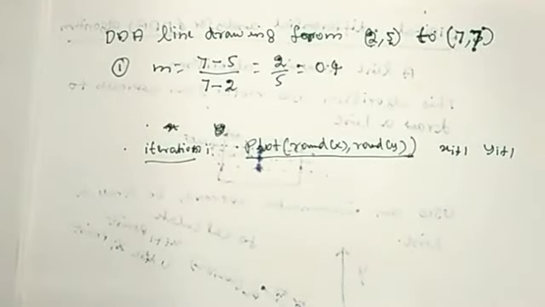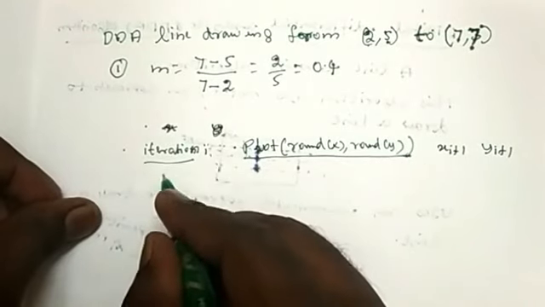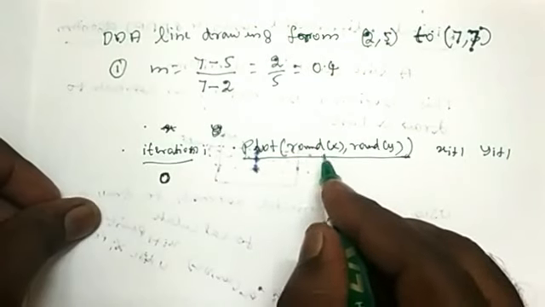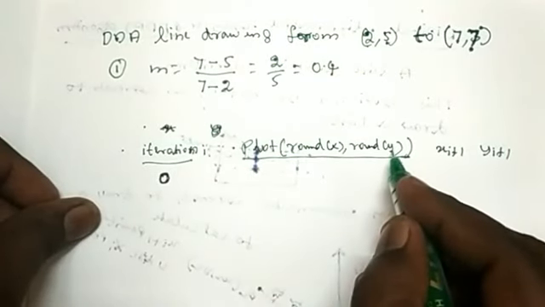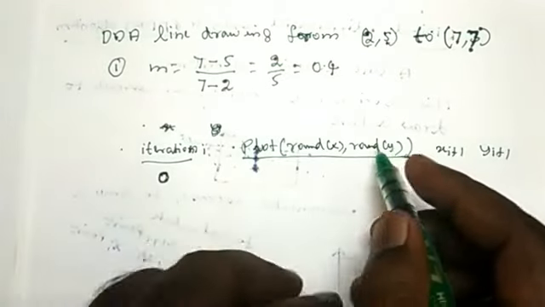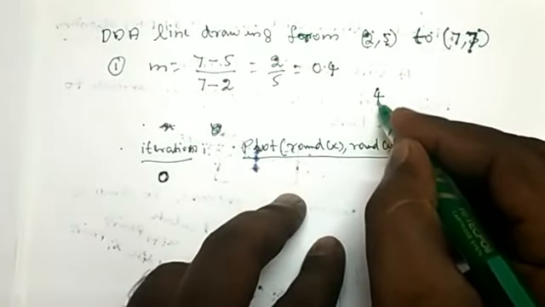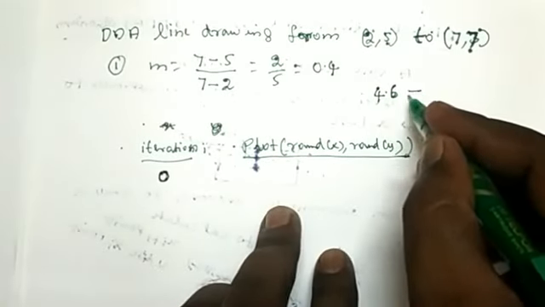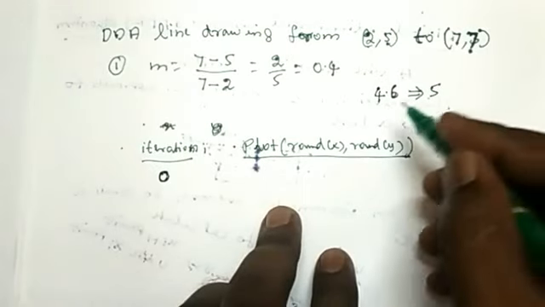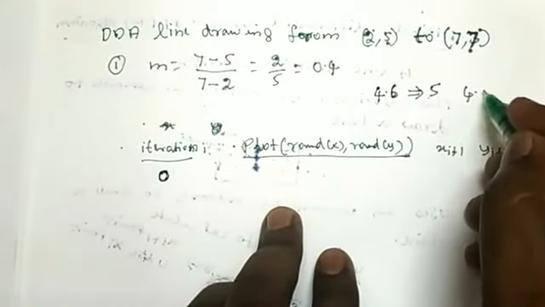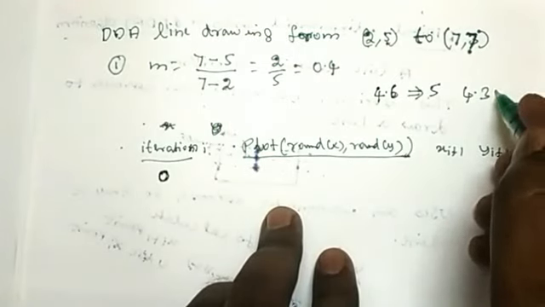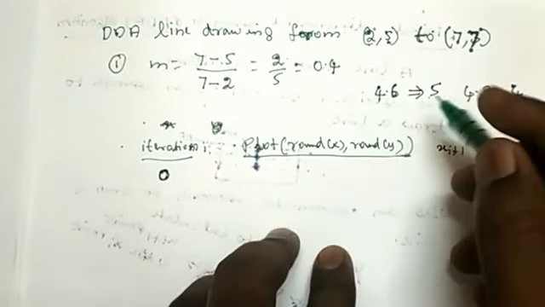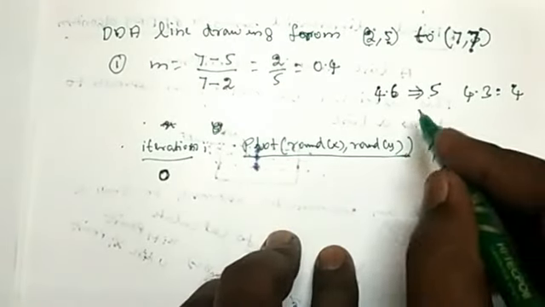First we will make it iteration 0, and plot round of x, round of y. Whatever value is given here should be rounded. What is meant by round? For example, if I have 4.6, it should be rounded to the nearest whole number, which is 5. If I have 4.3, when it is rounded it should be 4. So whatever value you have here should be rounded off.